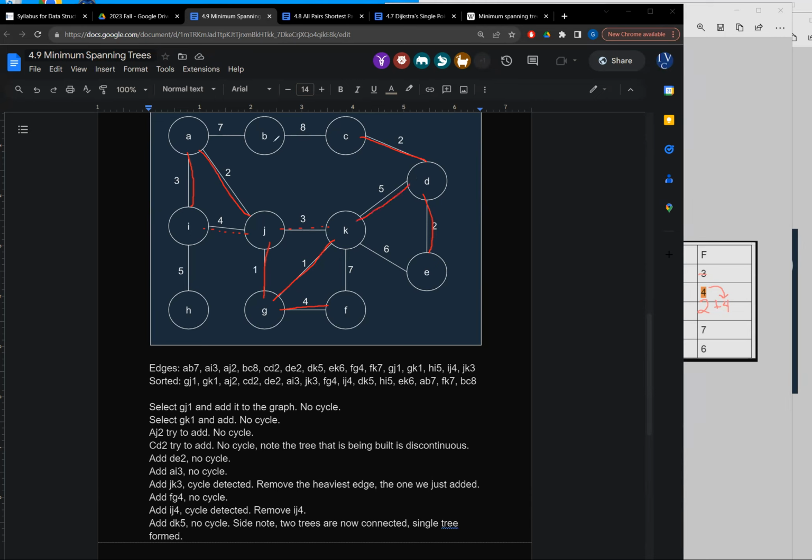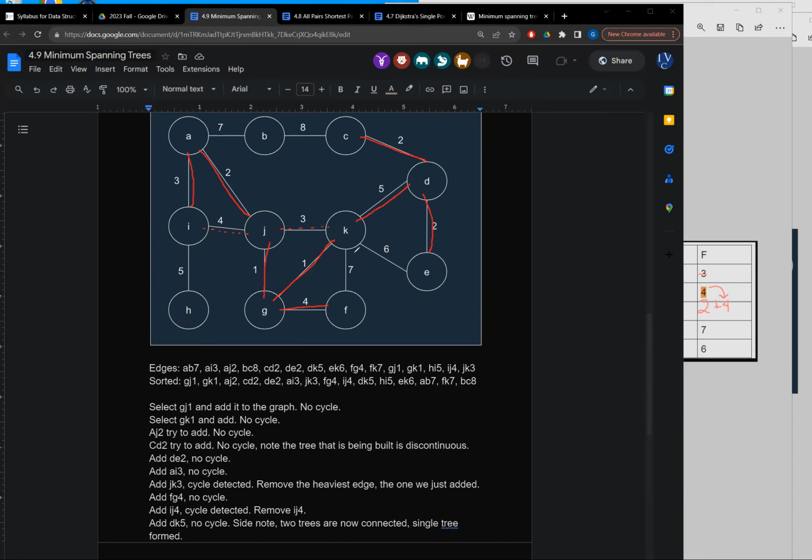All right, so we're still looking for B and H to get added in here. We'll have 7, 8 as possible edges, adding B in, and just 5 that we're waiting for H to get in here. It's the only option since it has a degree of 1.